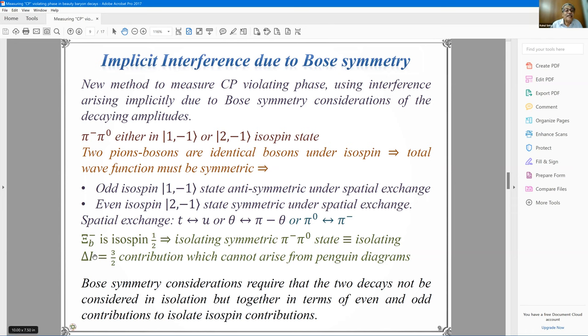And since the chi_b minus is isospin half, isolating the symmetric state, which is the I=2 state, is equivalent to isolating the isospin 3/2 contribution, which cannot arise from the penguin diagram. And that allows us to get a pure CP eigenstate. And what is important to realize is that both symmetry considerations require that both decays should not be considered in isolation, but together in terms of even and odd contributions.